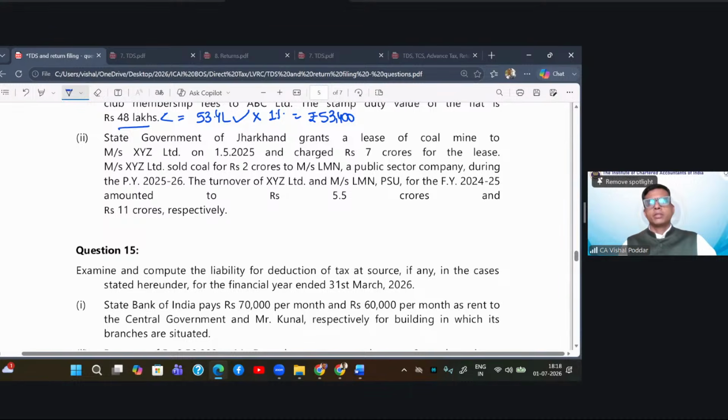State government of Jharkhand grants a lease of coal mine to XYZ Limited on this date. It has charged 7 crores for the lease. Now see, this is one transaction, that of granting a lease. Then comes the second transaction where XYZ, utilizing the lease, has extracted coal, and after extraction has sold this coal worth rupees 2 crore to another company, which is a public sector company, during the year 25-26. Turnover of both these companies is given for the previous financial year: of XYZ it is 5.5 and of the PSU it is 11. Now we have to determine what is applicable, TDS, TCS or nothing.